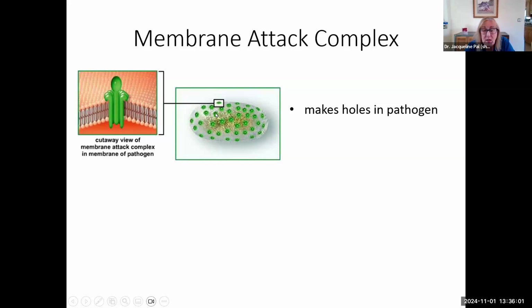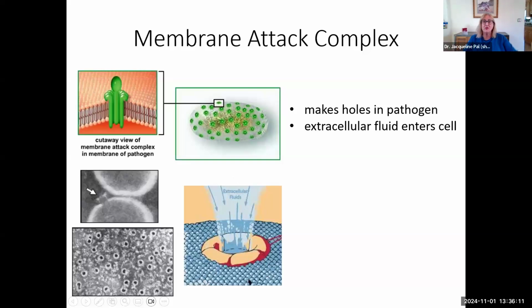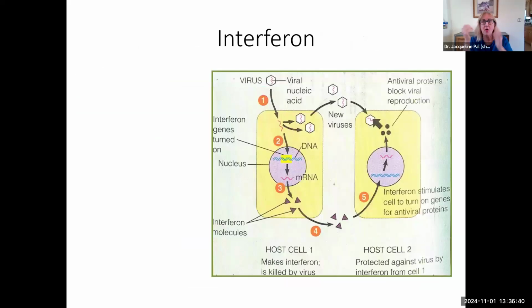And so once you have a hole in it, see it sitting there? And this pathogen has lots of holes in it. And what's going to happen is extracellular fluid is going to be entering that pathogen. And basically, that pathogen is just going to start getting larger and larger, just like you were blowing up a balloon until it bursts. And so then this cell has died. And so if the complement system is still activating, it's going to be doing this to all the pathogens it can find.